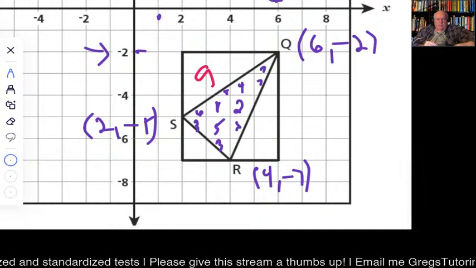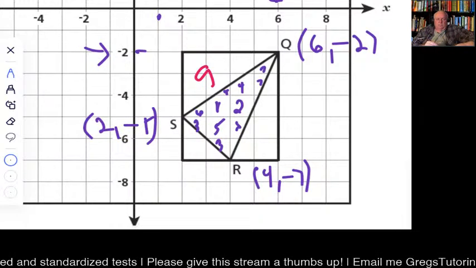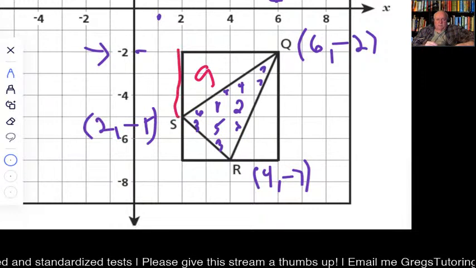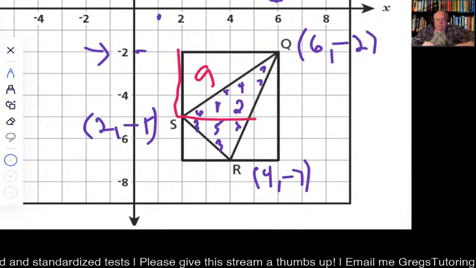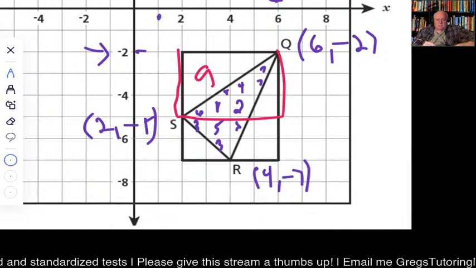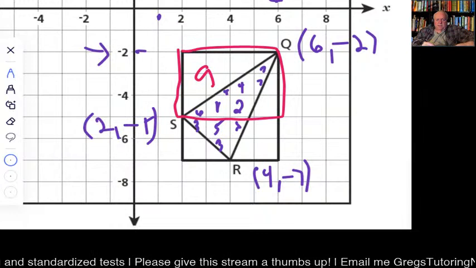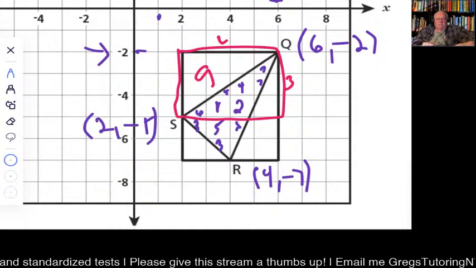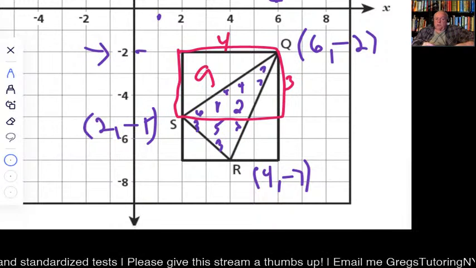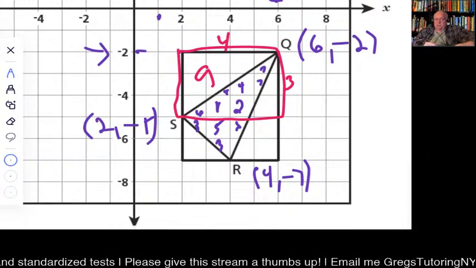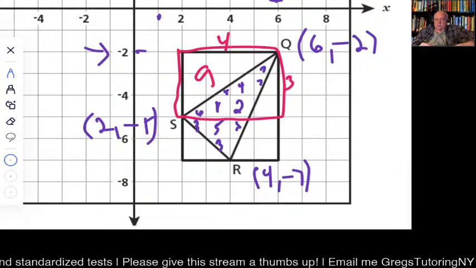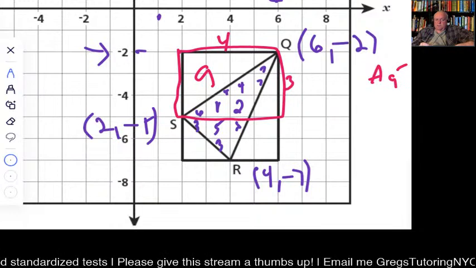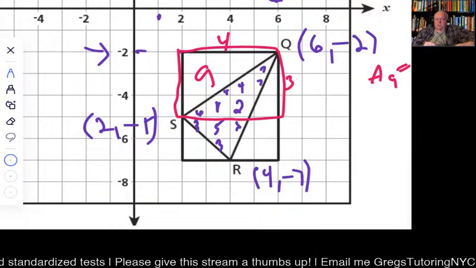So to get A, we can superimpose this rectangle here. And we can see that this is a 3 by 4 rectangle. Okay? So that's 12, and it's half of that. So it turns out that the area of A is equal to 6. Okay? And we can do the same thing for each of the others.